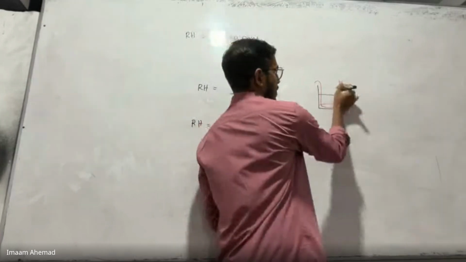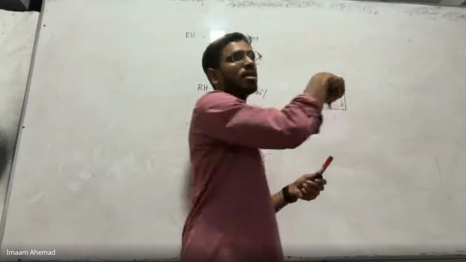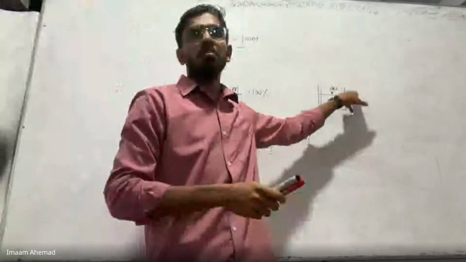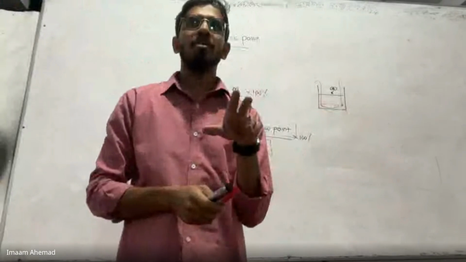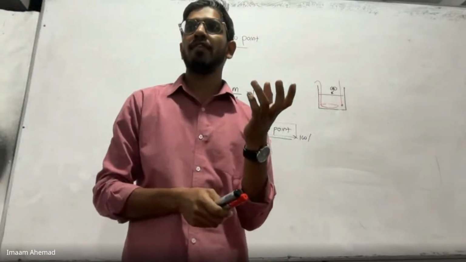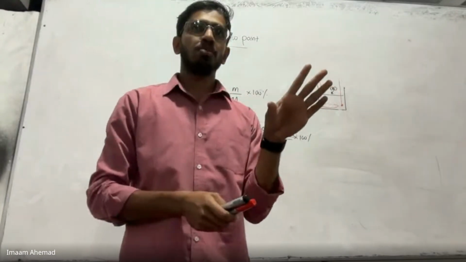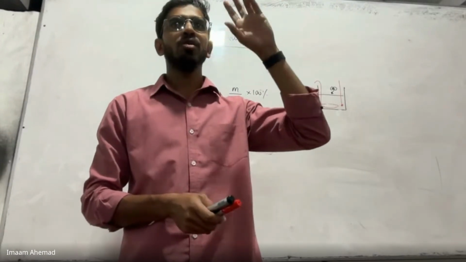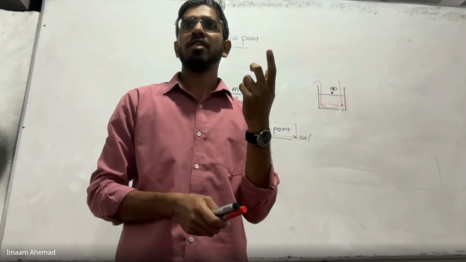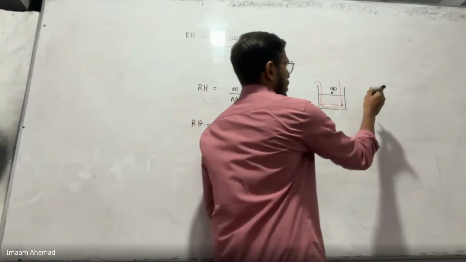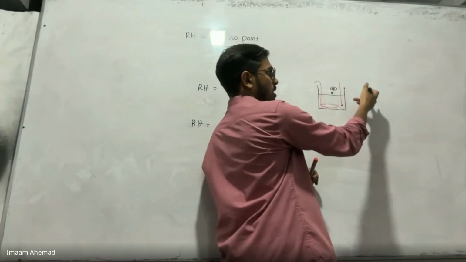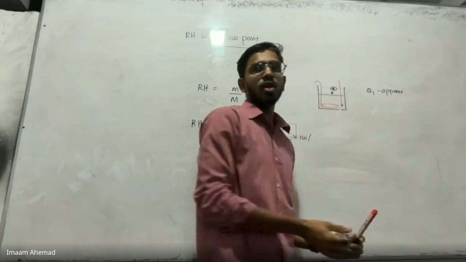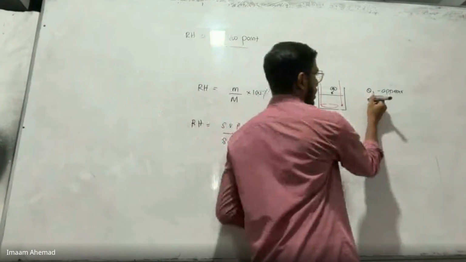So what we do is drop ice cubes and stir it. Then what will happen? Dew will form. When dew forms, we will measure the temperature θ1. After that, we will stop stirring and adding ice and let the dew disappear. When the dew is disappearing, once again we will measure the temperature θ2. So when dew appears it is θ1, when it disappears it is θ2.